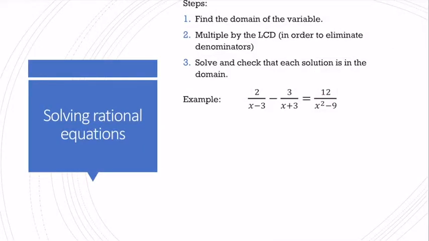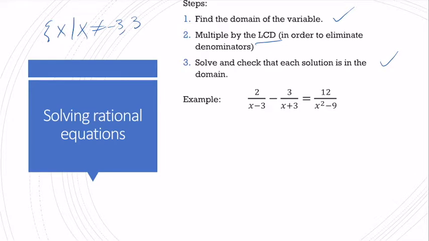For our second example, we want to follow the same steps. We're always going to follow these same 3 steps. We find our domain, we find our LCD, and then we make sure that our solution is in the domain. So in the previous video, we determined that the domain for this was all values of x as long as x doesn't equal -3 or 3.